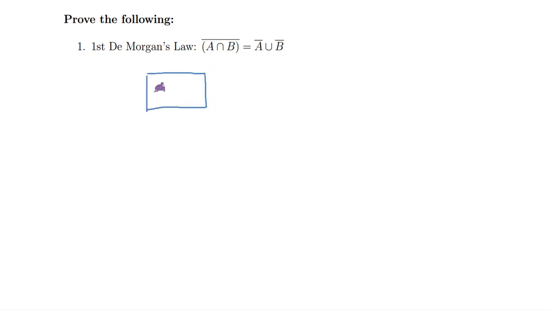So if I have A and I have B, and let's draw the intersection. So the intersection would be this, right? So this would be A intersect B. Okay, well, what would the complement of this look like? The complement would look like this. So I have A and B, and the whole square is the universe, right? So what's outside of this common region?